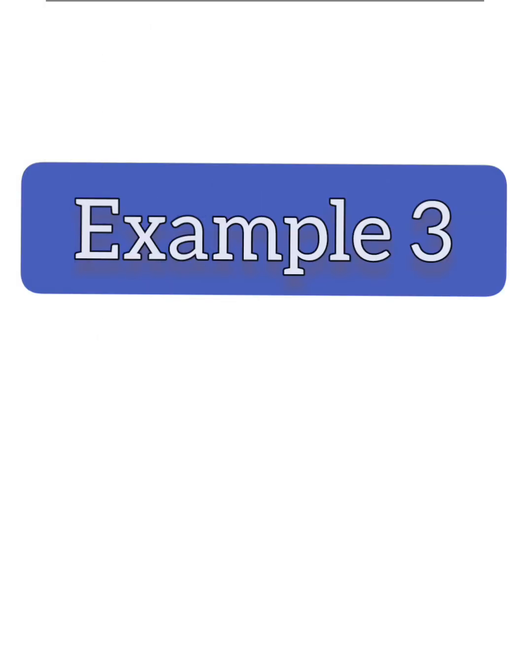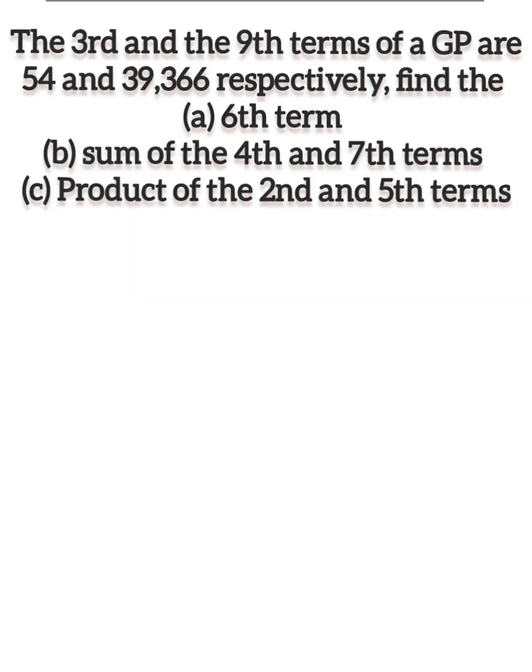Example 3. The third and ninth terms of a GP are 54 and 39,366 respectively. Find the sum of the fourth and the seventh term, and the product of the second and the fifth term. So from the question, the third term is equal to 54. The ninth term is equal to 39,366. Now we're looking for the sum in here.